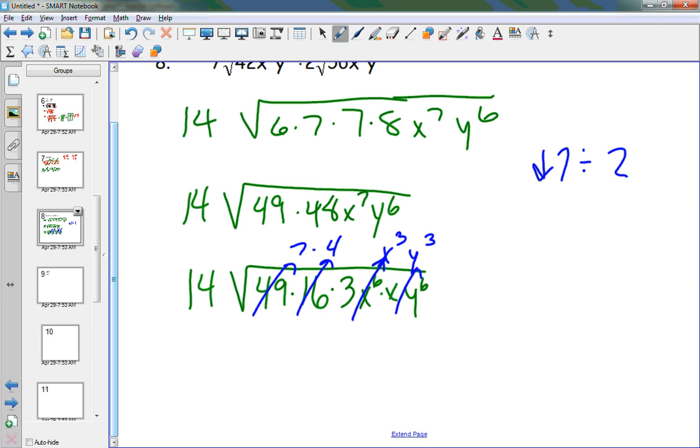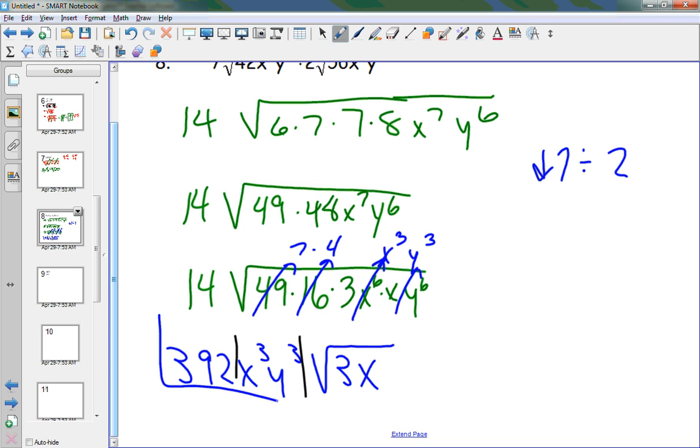Okay, so what I have going on here, what is 14 times 7 times 4? 392. X cubed, y cubed, square root of 3x. Am I done? No. Why? Absolute value just around there. It is an even index, and my powers that I have reduced are what? They're odd, so therefore I need to tack on those absolute value around both of them. And now I am done.